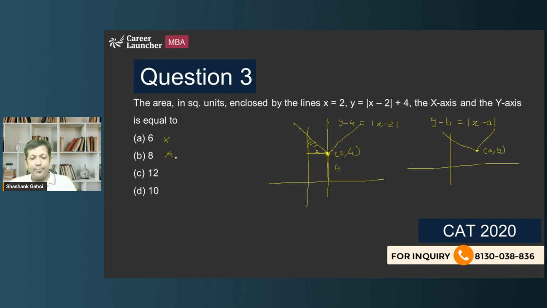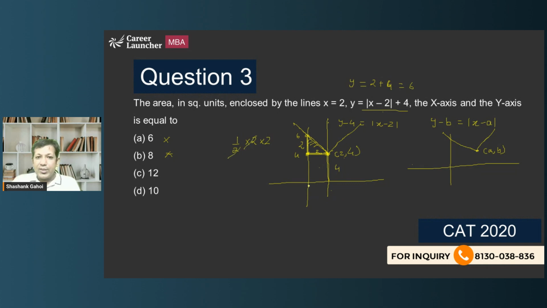Okay. Now, basically, if I put x equal to 0, y is equal to 2 plus 4, and that comes out to be 6. So basically, at this point y is 4, at this point y is 6. What is going to be this length? This length is going to be 2. So what is the area of this triangle? That is going to be half into 2 into 2. So that comes out to be 2.